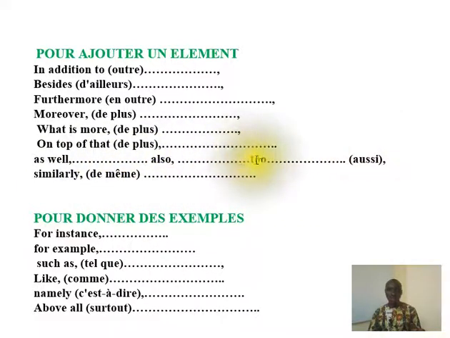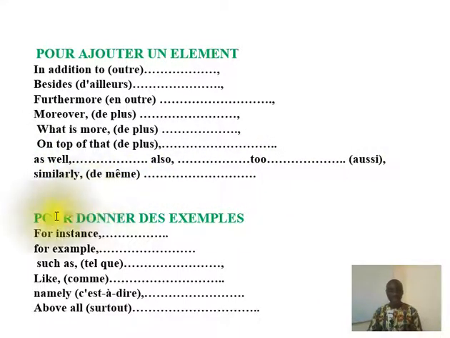Also, ça veut dire aussi. Too, ça veut dire aussi. Ok. Et enfin ici, similarly, de même. Donc, pour ajouter un élément, on peut dire in addition to, besides, furthermore, moreover, what is more, on top of that, as well, also, too, and similarly. Okay, in addition to, outre, besides, d'ailleurs, furthermore, en outre, moreover, de plus, what is more, de plus, on top of that, de plus, as well, aussi, also, aussi, too, aussi. Similarly, ça veut dire de même.